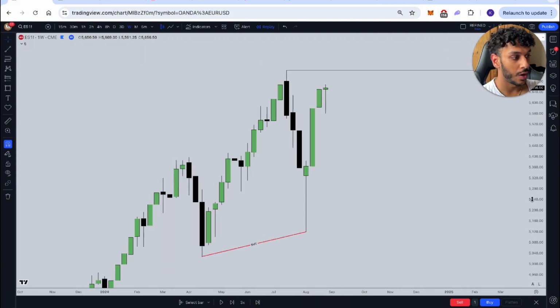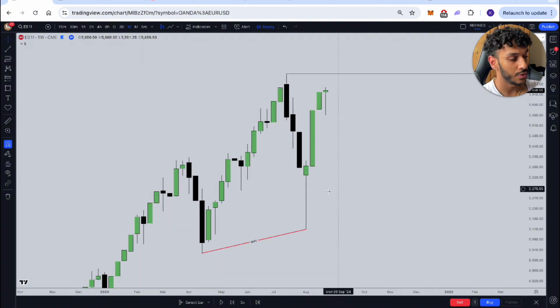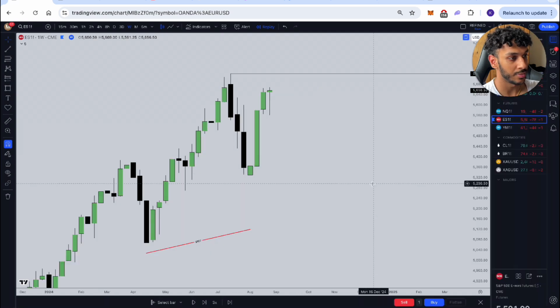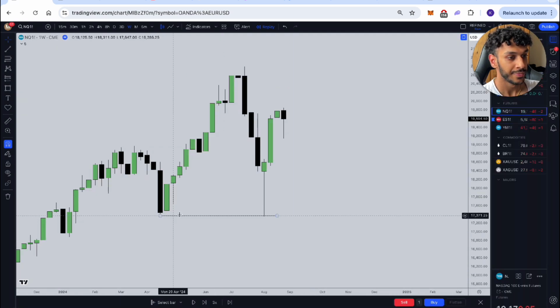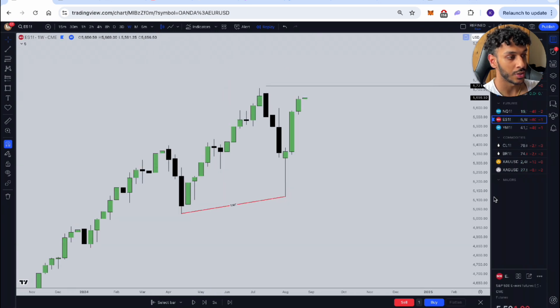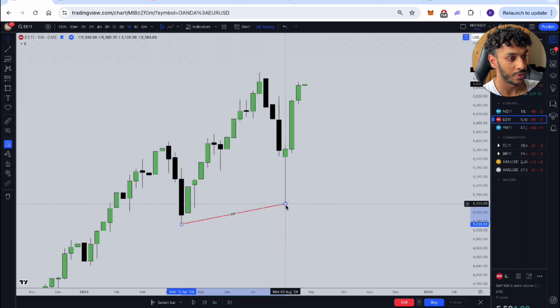So first of all, why was I looking to buy ES over NQ? Well, we can clearly see we have SMT at the bottom there. Between NQ, you can tell how we actually went ahead and purged that low, whereas ES was way stronger. We didn't even get anywhere near that low at all.